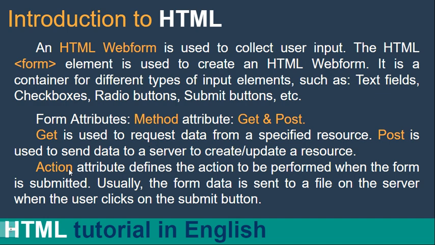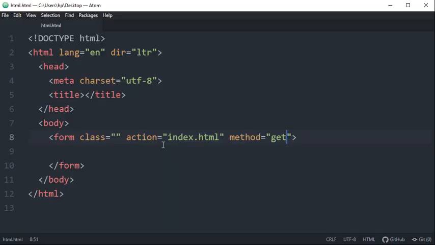Next, the action attribute. The action attribute defines the action to be performed when the form is submitted. Usually the form data is sent to a file on the server when the user clicks on the submit button. So the action attribute decides the action. You decide through the action attribute what this web form is going to do when the user clicks the submit button. We will discuss classes later; that is a whole topic we will discuss with examples related to classes.